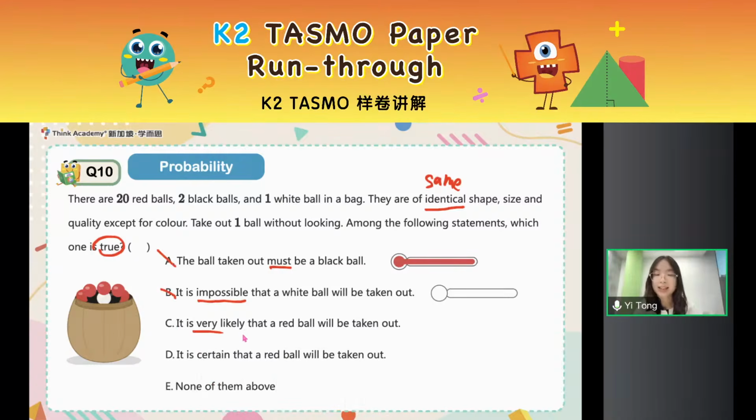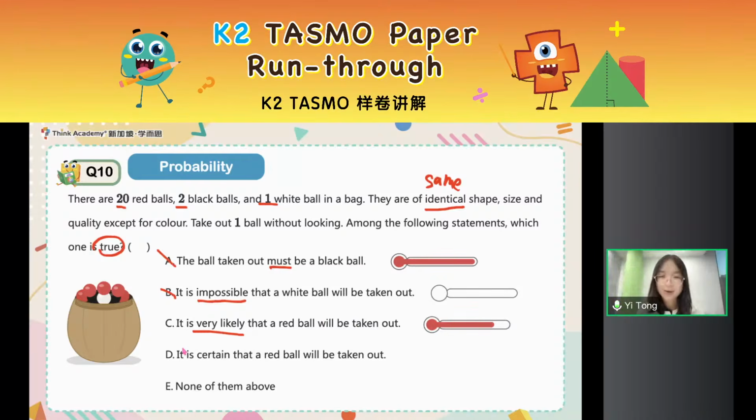It is very likely that a red ball will be taken out. Very likely means that there are more of this color than any other color. So it's easy for us to take out the red ball. Is it easy? Look at the numbers. 20 red balls, 2 black balls, 1 white ball, so many red balls, and very, very few black balls and white ball. So, is it likely? Is it very, very likely? Yes, it is. So that means that our thermometer goes up.